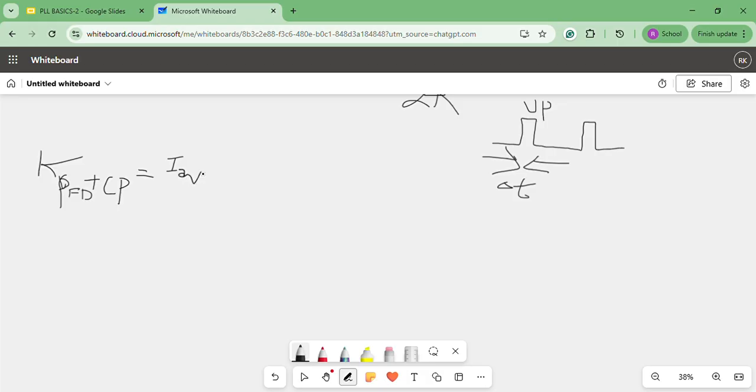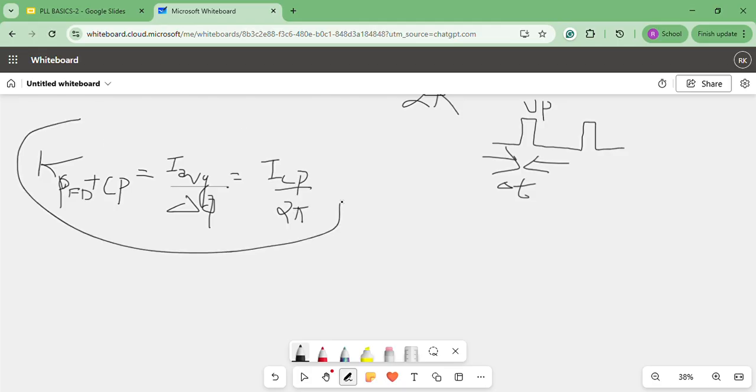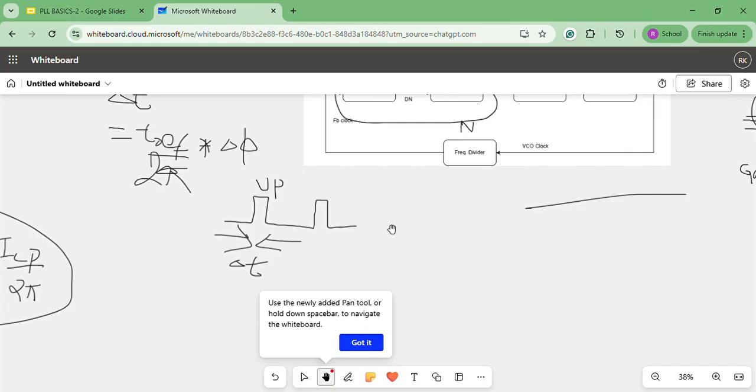Average current by phase difference, which is nothing but IC. Finally, when we substitute everything in that formula, we'll get I charge pump by 2 pi. Okay, so this is our final gain of these two blocks.